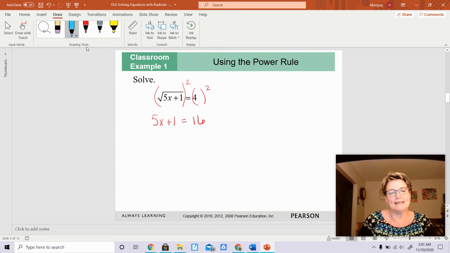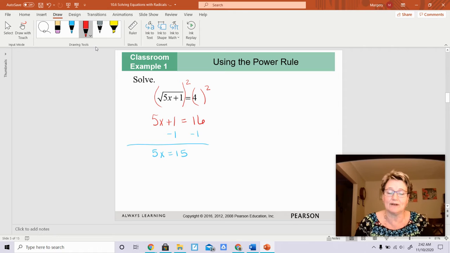Now, my goal is to get 5x by itself because I want to solve for x. So I'm going to minus 1 from both sides. And I'm left with 5x equals 15. Again, I need to find out what x is, so I got to get rid of the 5. So I'm going to divide both sides by 5, and I'm going to have x equals 3.